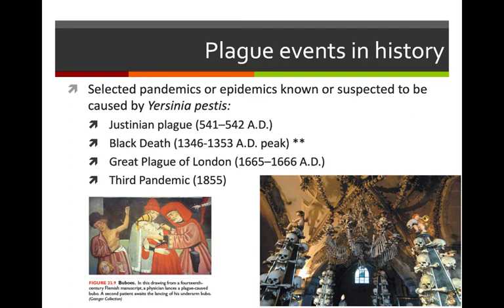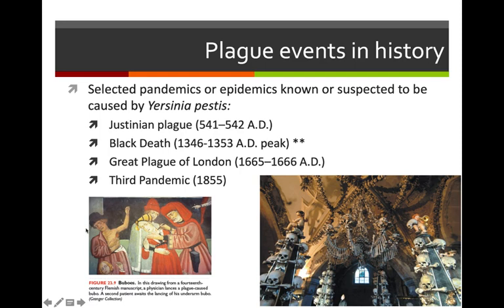Throughout history, there have been a number of pandemics, which means worldwide infection, or epidemics, which means a more localized infection, that are either known or suspected to be caused by Yersinia pestis. We already talked a little bit about the Justinian plague. There's also been the Black Death, which was in the 1300s, thought to have wiped out at least a quarter to a third of the population of Europe. The Great Plague of London in the 1600s, and there was a pandemic in the 1800s.